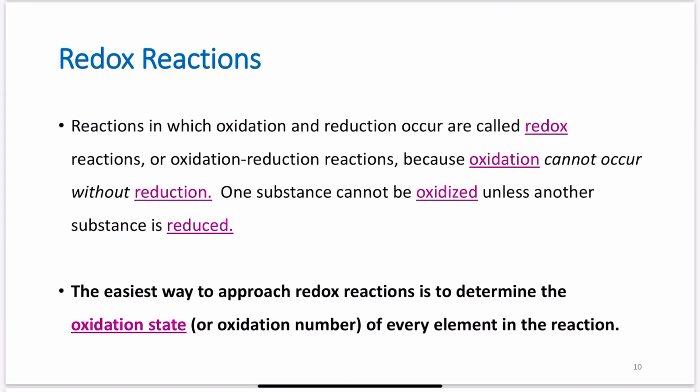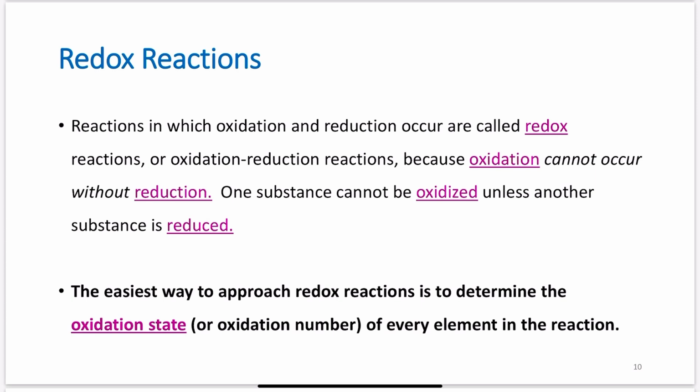Redox reactions themselves. A little bit of review here again. A redox reaction is a reaction in which oxidation and reduction both occur. We call these reactions redox. So we're looking at the reduction portion and the oxidation portion. Overall, we just call them redox reactions, or sometimes oxidation reduction reactions, because oxidation cannot occur without reduction.